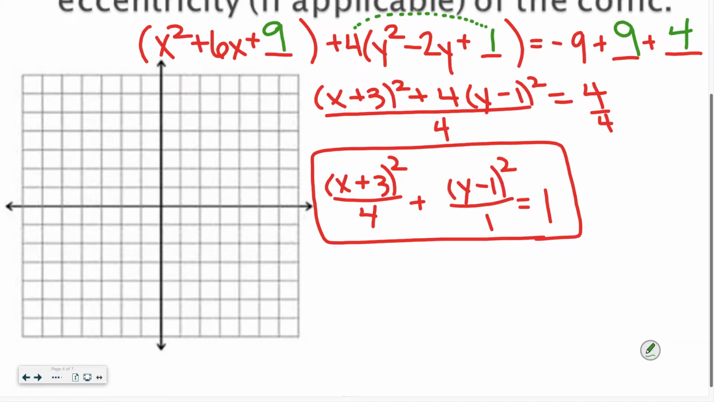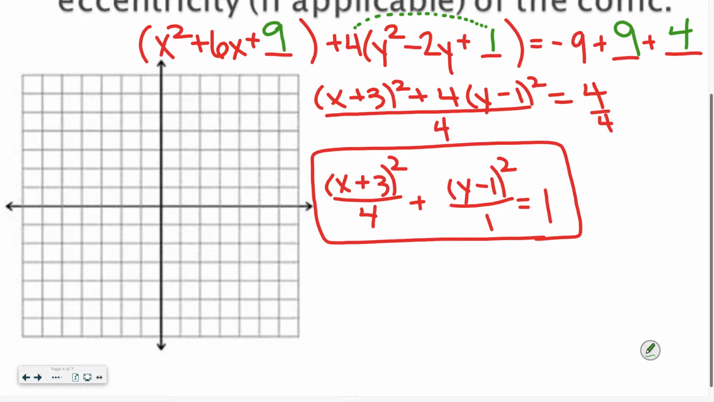Good question. Help her out, Brayden. It was a 50-50 shot. All right, Dallas, you have an idea. 4 is bigger than 1. Okay? 4 is bigger than 1. And the bigger number is under the x squared.